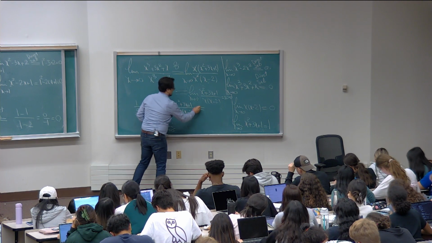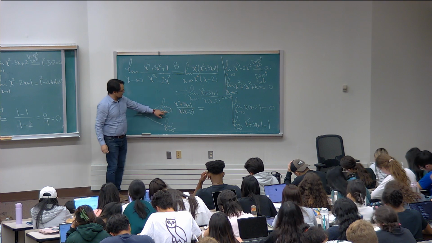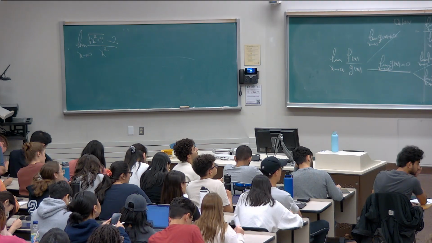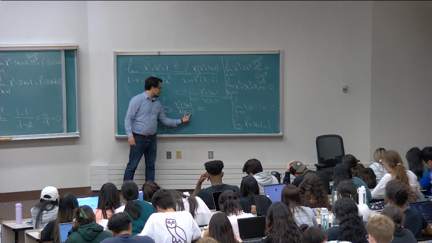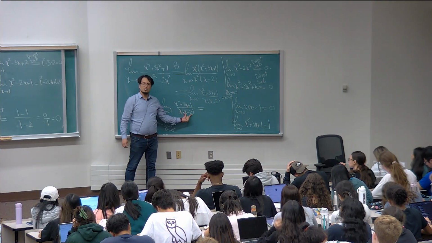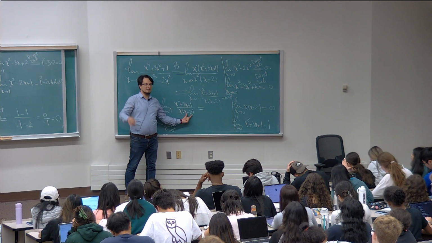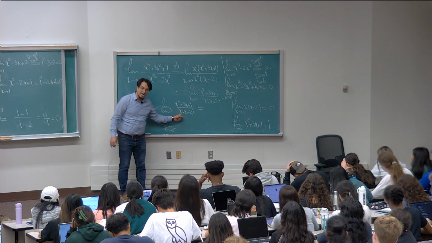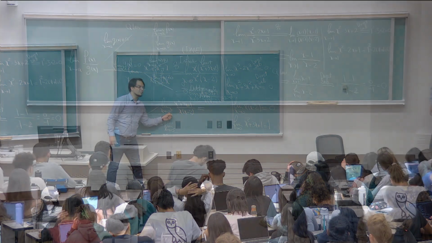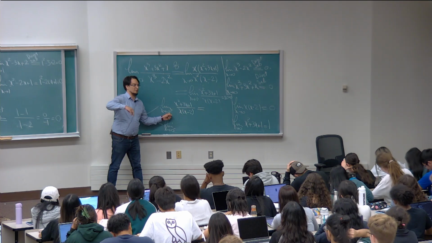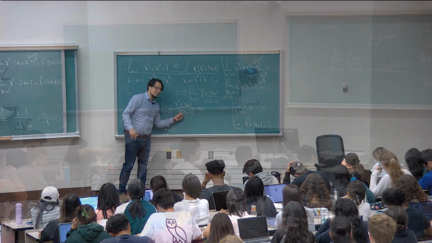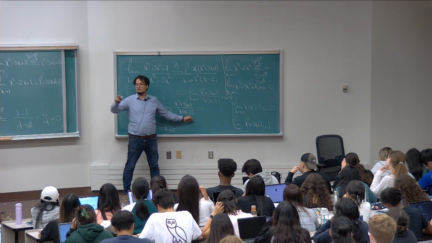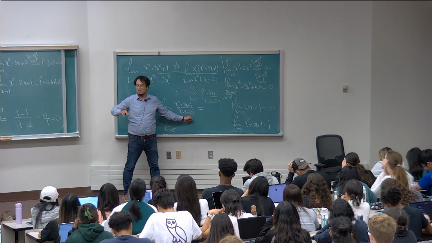Now, let's look at this carefully. As x approaches 0, the numerator is 1. That's positive. The denominator has this piece, 0 minus 2. It is a negative number, so this is negative. X itself, I'm approaching 0 using positive numbers, so x is going to be positive. This is negative. Positive times negative is negative.